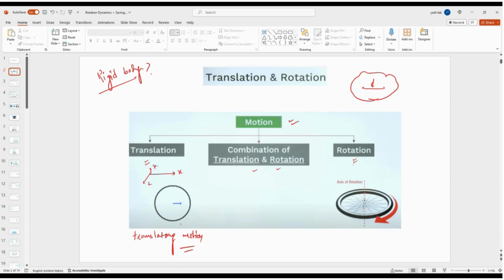Anything that only rotates, we call rotation motion. So this is only rotation. This is only translation. Something can also rotate and move, and that type of motion can also take place. You're understanding, right?